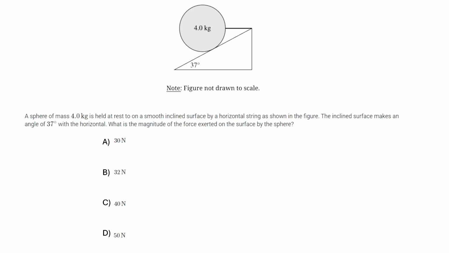A sphere with mass 4 kilograms is held at rest on a smooth, inclined surface by a horizontal string, as shown in the figure. The inclined surface makes an angle of 37 degrees with the horizontal. What is the magnitude of the force exerted on the surface by the sphere?